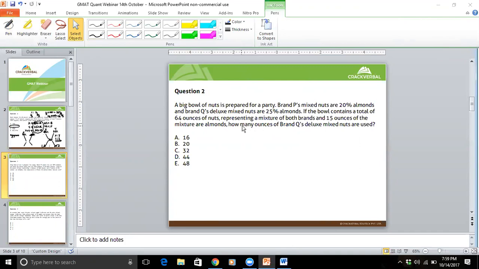Exactly. So Arun has figured this out, right? So what we have here is two brands, brand P and brand Q. Brand P's mixed nuts are 20% almonds, and brand Q's deluxe mixed nuts are 25% almonds. So clearly here I have 20% and 25%, two percentages, which I can obviously convert into a fraction or a ratio. So 20%, I'm going to convert it into a fraction, which is 1 by 5, and this is brand P. Brand Q, we have 25% of almonds, which would be 1 by 4.